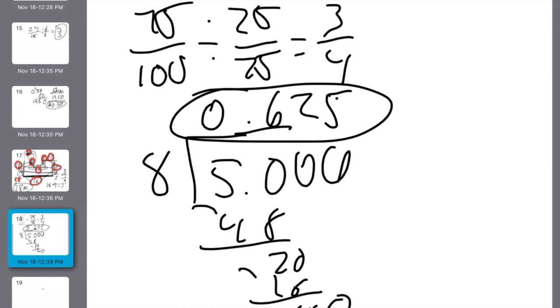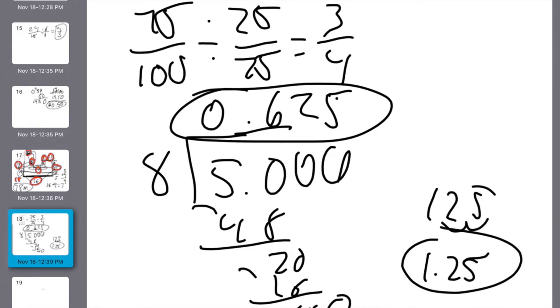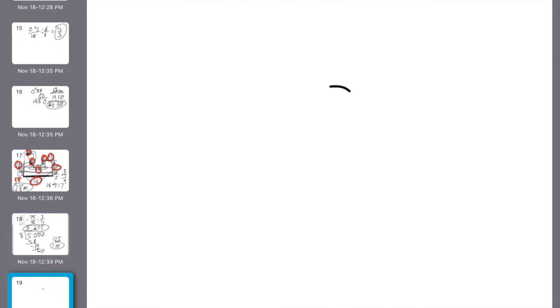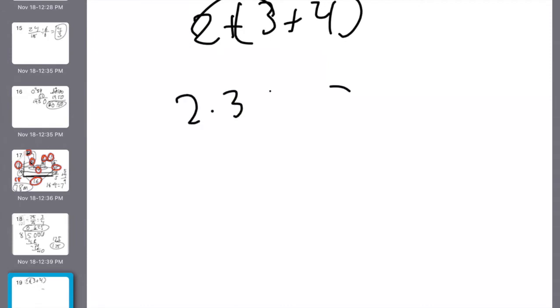Write 125% as a decimal, left twice, 1.25 for letter C. Number 9, what did I say, 9? Number 10, the expression equals which of the following? Well, I have 2 times the quantity 3 plus 4. So, guys, I could distribute it, which would be 2 times 3 plus 2 times 4. That looks a lot like the letter B.